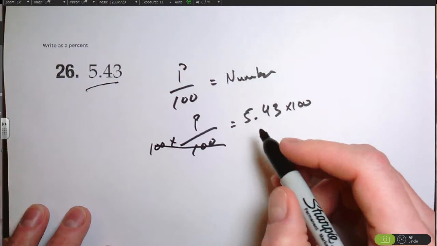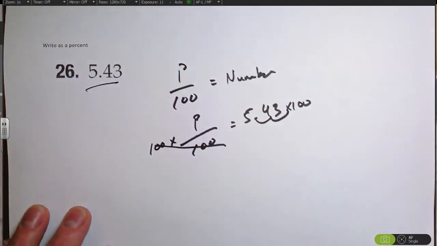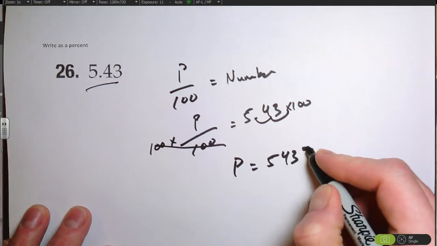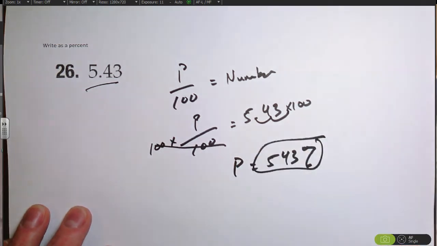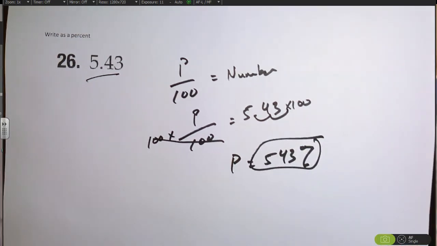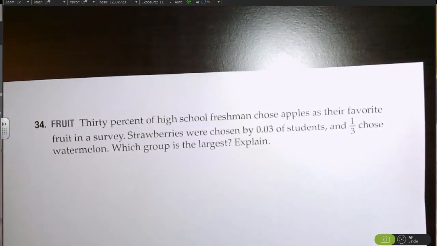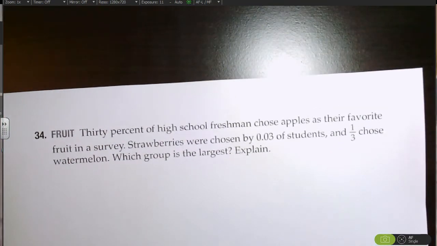Or what you may remember again is the trick. Move it 2 places to the right. So 543%. Okay, great. And then last one we'll take a look at. I'm sorry, I got 2 more to look at, 34 and 38. Okay, so 34. First one, look at here.